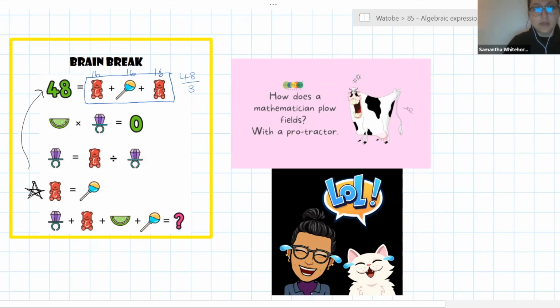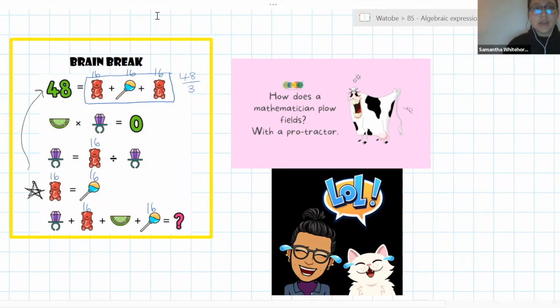Okay, good. Lesedi, well done. So now I know what the gummy bear is. So every time I see a gummy bear, I can chuck in 16. And every time I see a lollipop, I can chuck in 16. Now I need to go and figure out what the ring and the watermelon is.